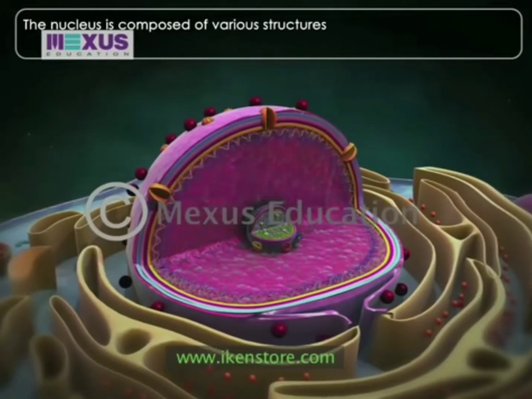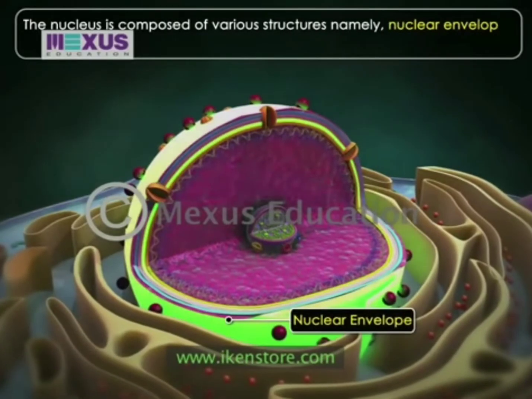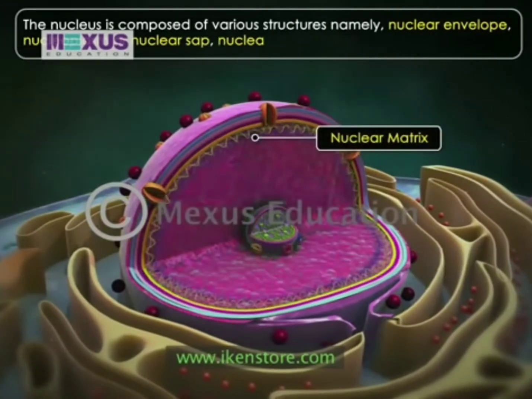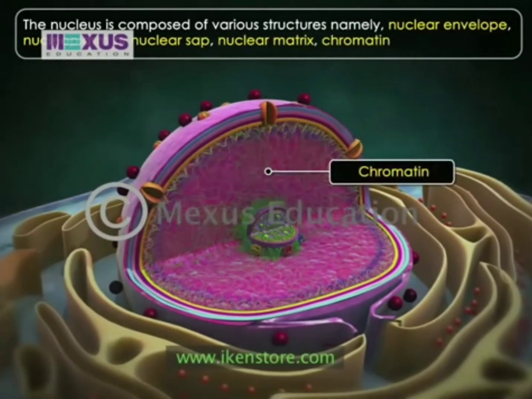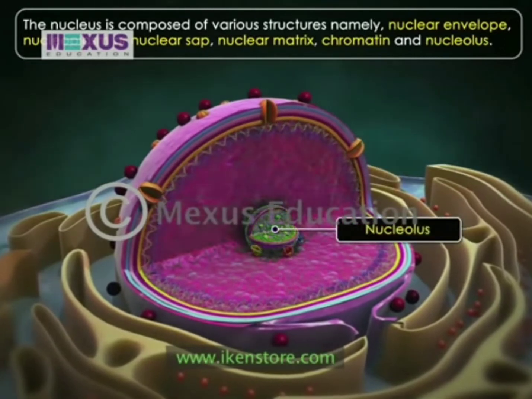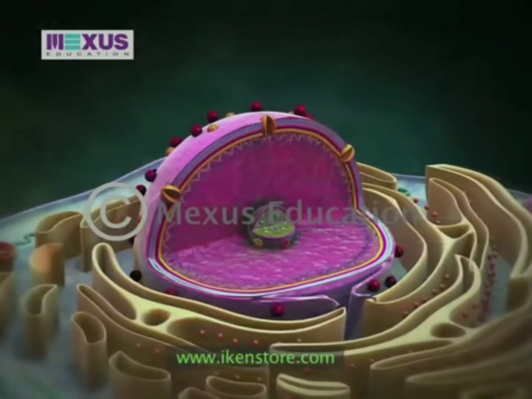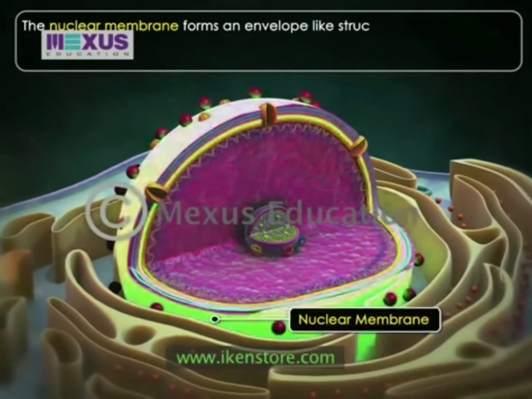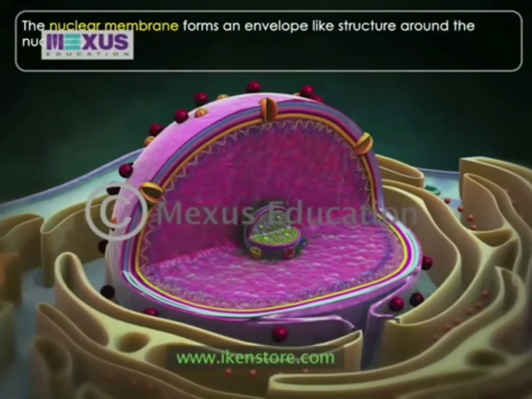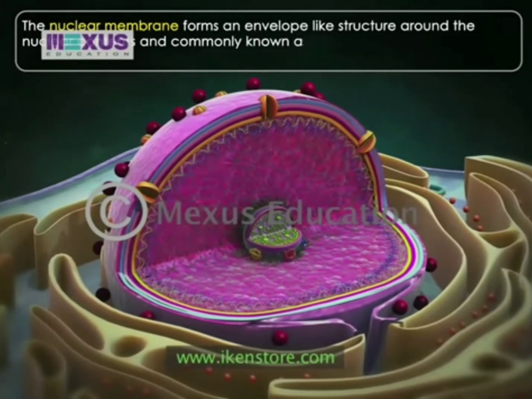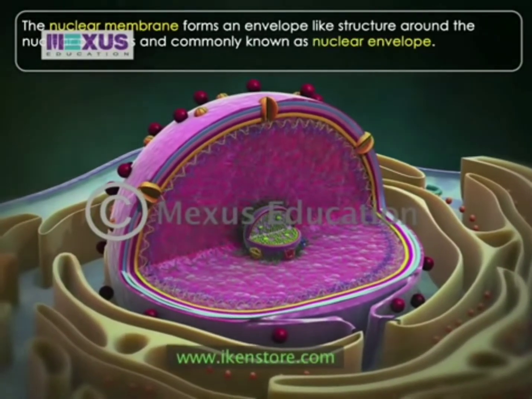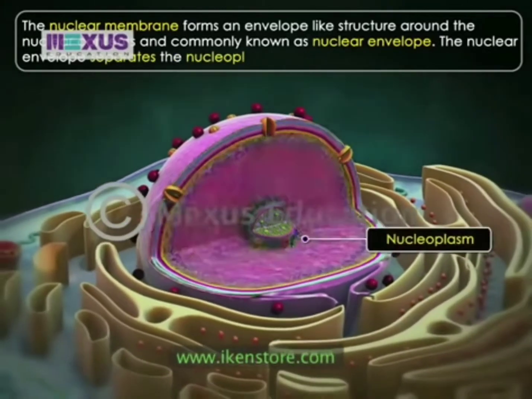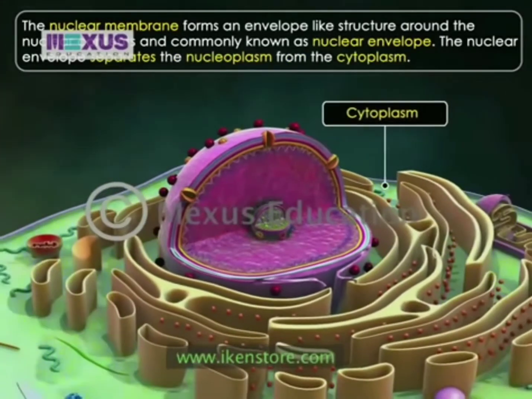Structures, namely nuclear envelope, nucleoplasm or nuclear sap, nuclear matrix, chromatin, and nucleolus. The nuclear membrane forms an envelope-like structure around the nuclear contents and is commonly known as the nuclear envelope. The nuclear envelope separates the nucleoplasm from the cytoplasm.